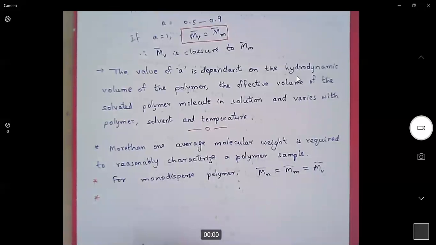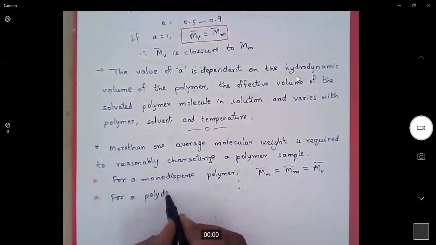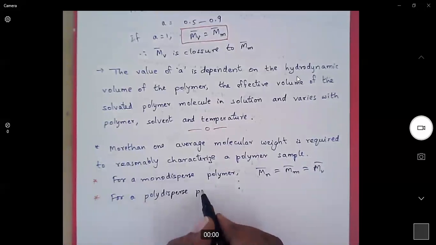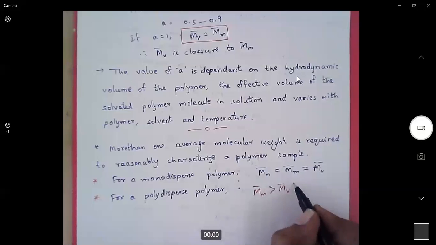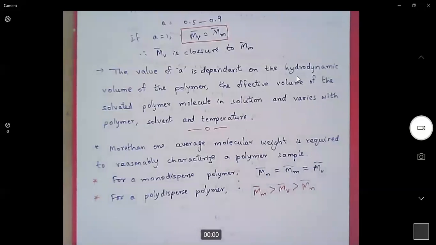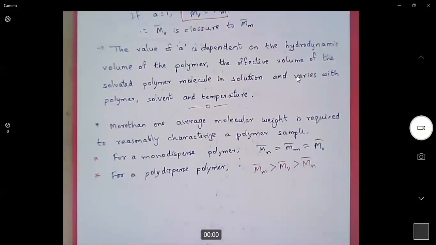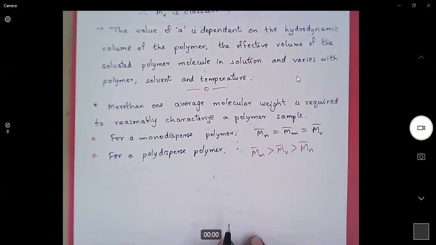But for a polydisperse polymer, generally M_w bar is higher than M_v bar, which is higher than M_n bar. So for a polydisperse polymer, M_w bar will give the highest molecular weight, then M_v bar will give the next highest molecular weight, and M_n bar will give the lowest molecular weight.